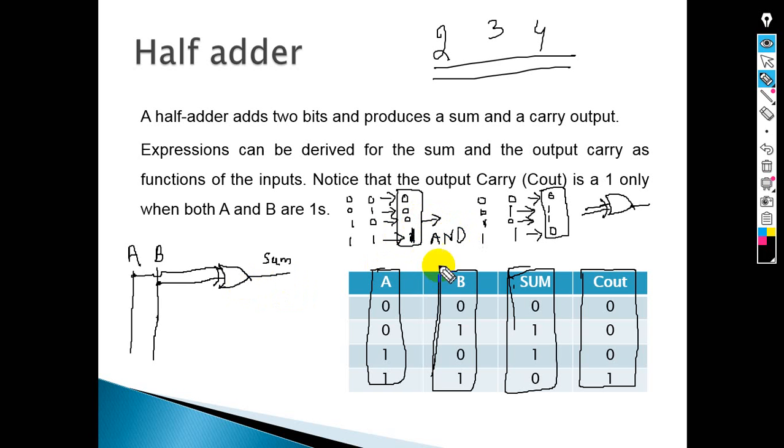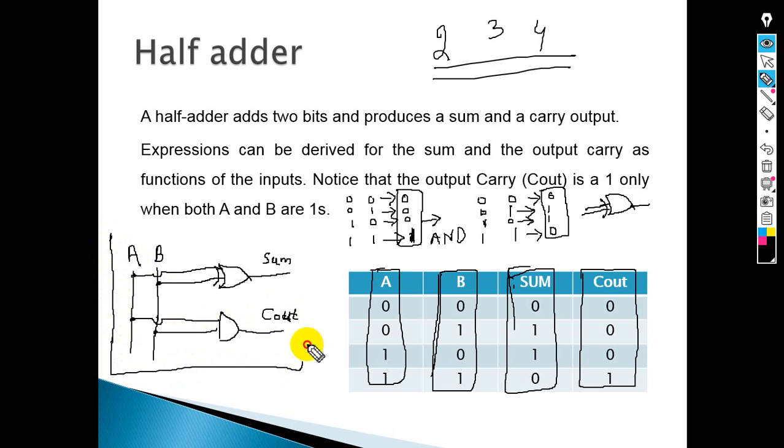So now for carry out I will draw the AND gate. So here we will have an AND gate. Okay, so the AND gate's inputs are A and B. So these are the two inputs and the output is carry out. So this logic is applied on the carry out. So if you look at this, this is a complete logic circuit of the half adder.